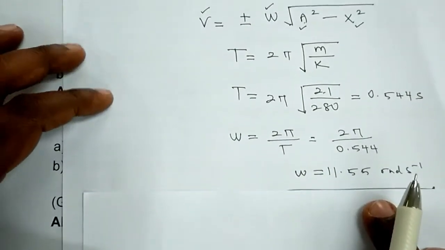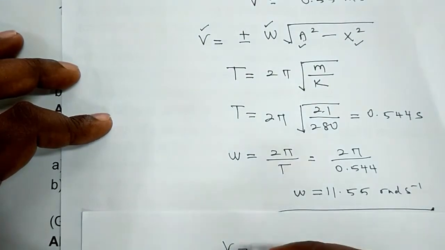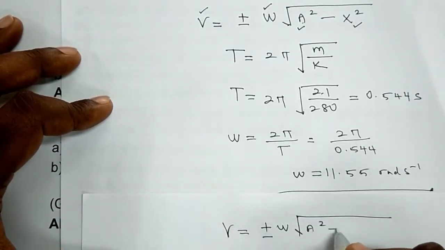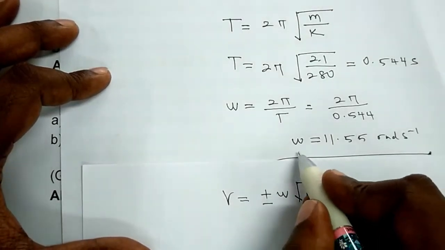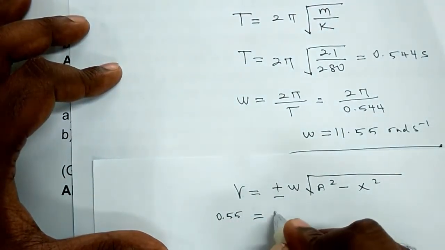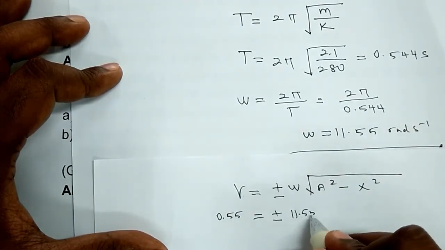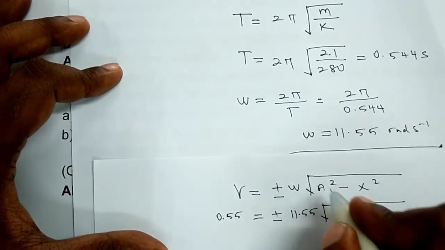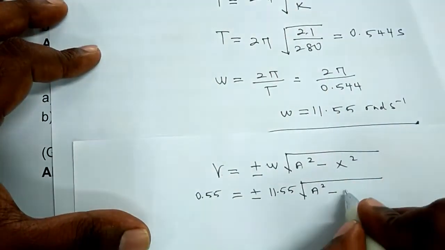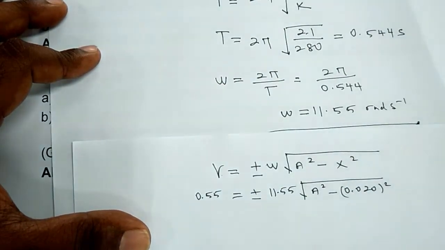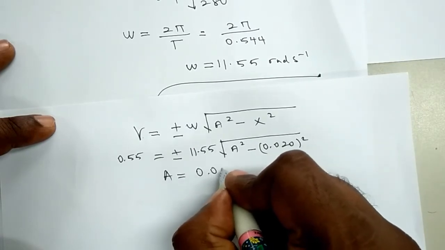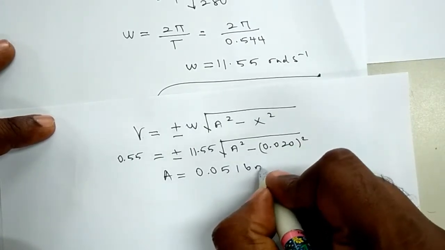We are going to substitute this value in this formula, v equals positive negative omega square root of a squared minus x squared. v is 0.55 meter per second, omega is 11.55 radians per second, the amplitude we are going to find, and the displacement is 0.020 meter. So you will get the amplitude A equals 0.0516 meter.